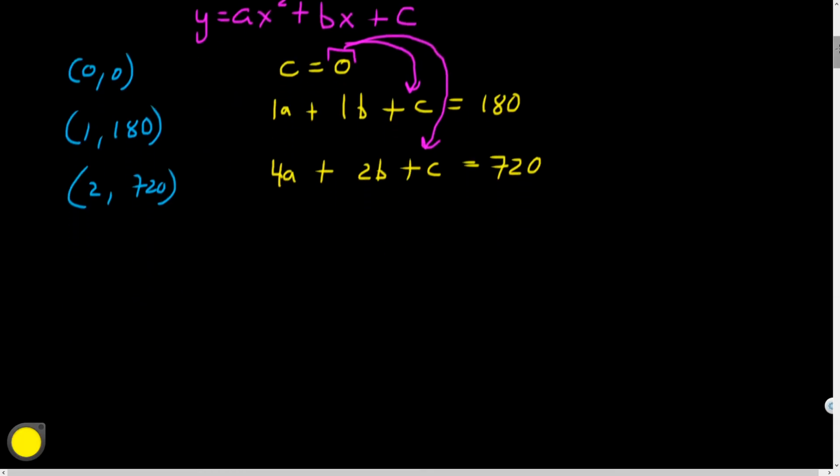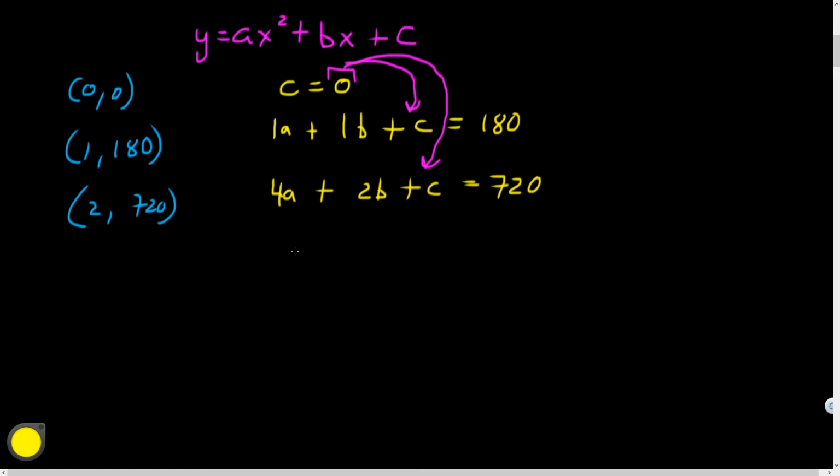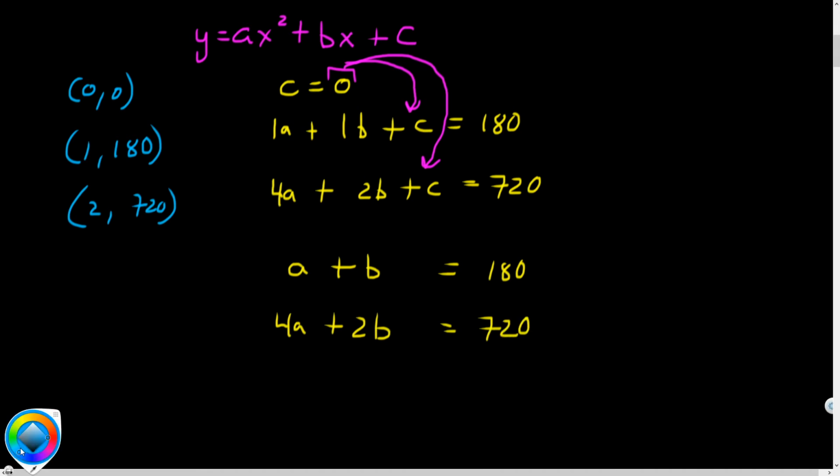This is the easiest one in the world. Good old rope safety. So I have a plus b, and the c is just 0, so equals 180. And then I'd have 4a plus 2b equals 720. Last time I did a lot of substitution, so we'll do elimination this time. It's been a minute. Between these, the least common multiple between 1 and 4 is 4, and between 1 and 2 is 2, so we'll go for opposite b's.